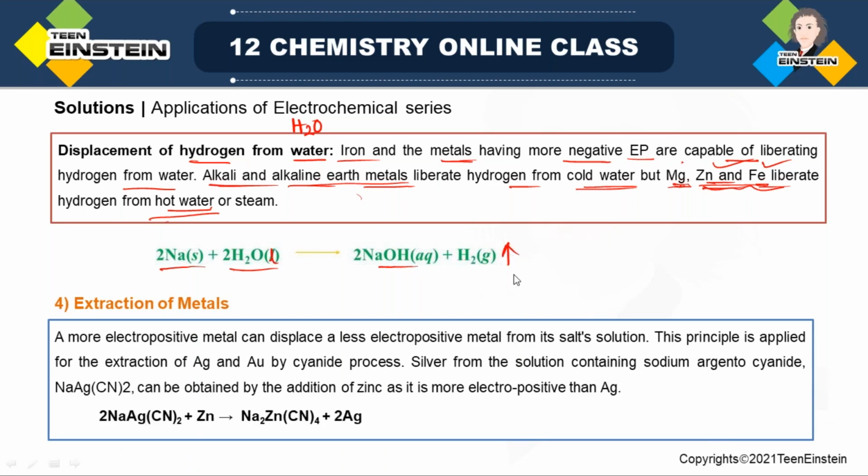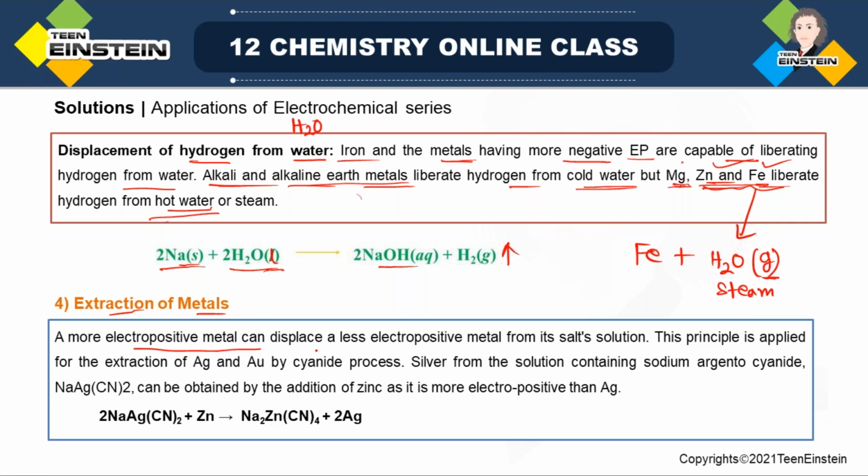Next is application. In case of iron, I'm just saying that if you are using iron and water, you have to take water in gaseous form. That means now it is steam. That is why I have written G here. But in case of sodium, liquid water is okay, that is cold water. Number 4 application is extraction of metals.